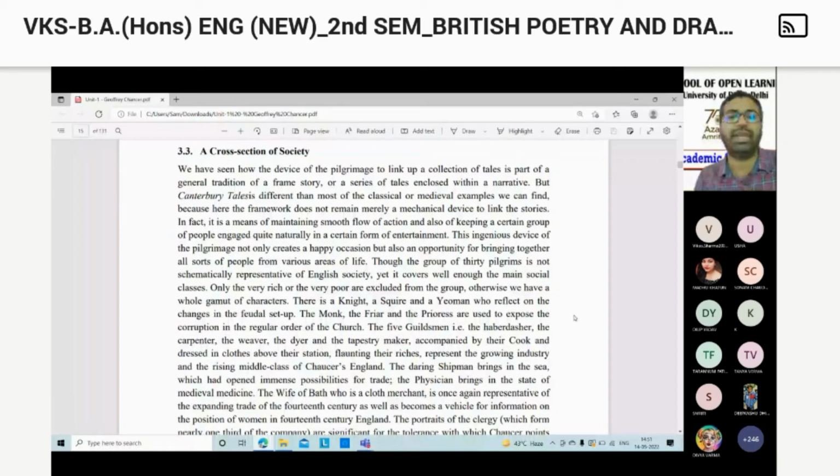In fact, it is a means of maintaining smooth flow of action and also of keeping a certain group of people engaged quite naturally in a certain form of entertainment. So there are a group of people belonging to different spheres of life, belonging to different phases of life, and when they come together, they tell about their experiences of life. And this brilliant collection, this brilliant compendium of different people talking is about a collection of entertainment, a collection of knowledge, and other important things. So it's a cross section of society which has been presented within the Canterbury Tales.